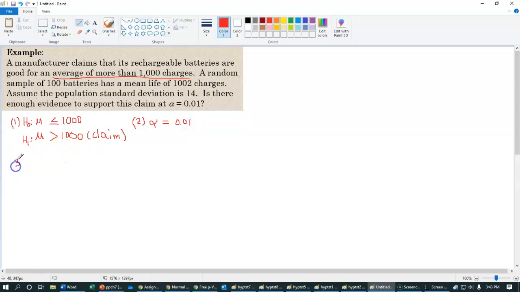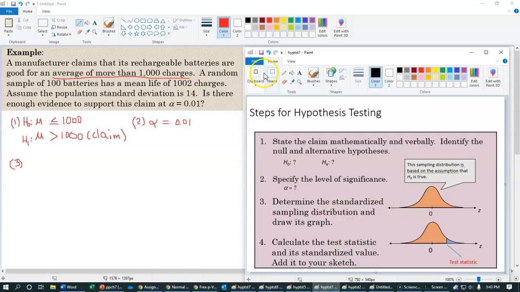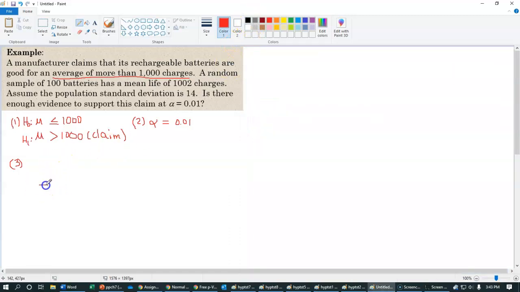Step 3. According to step 3, that's when we're going to do the picture. We're going to draw the bell-shaped curve. So here's my bell-shaped curve. And I need to decide which tail I'm going to shade. Who decides the tail we're going to shade? H1. That's the one that decides that. Look at the inequality symbol. It's greater than. That means we're shading to the right. So that's my right tail. That's what I'm shading. And we did step 3.